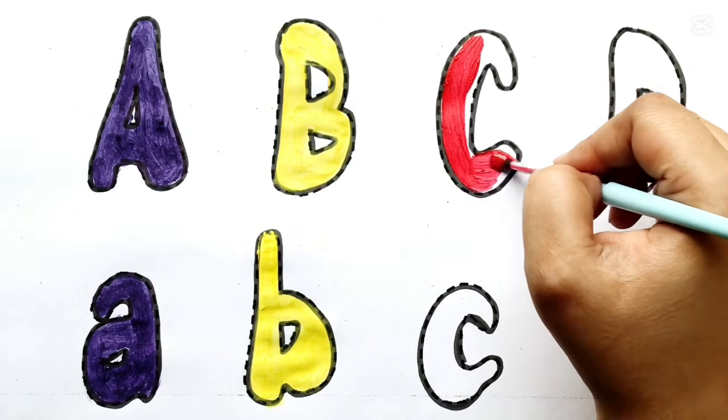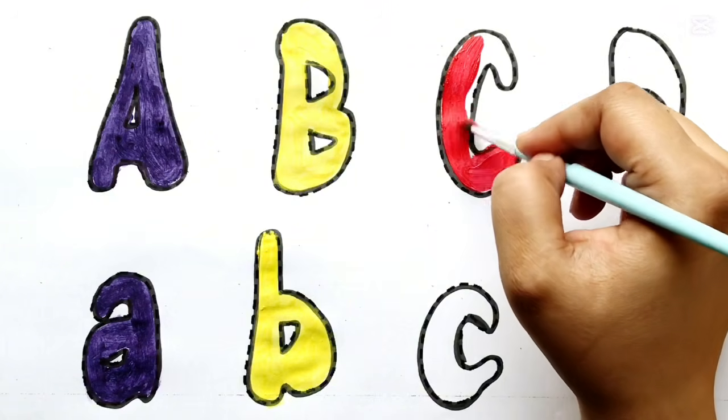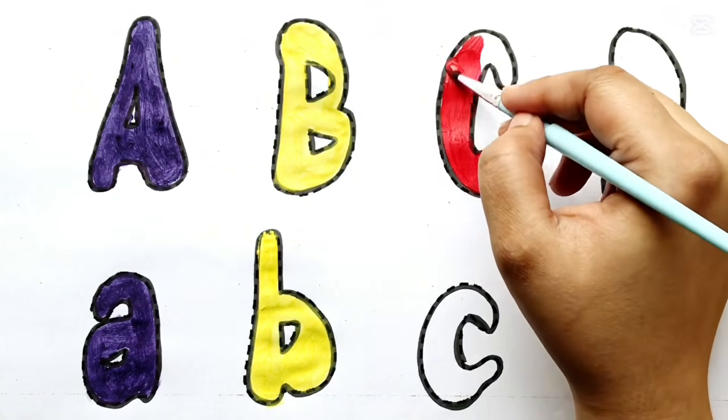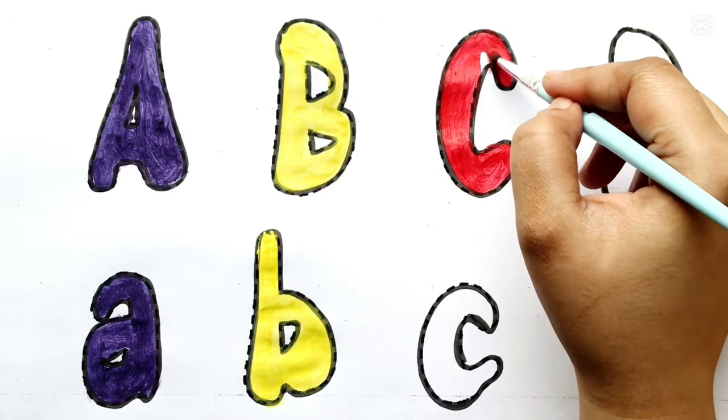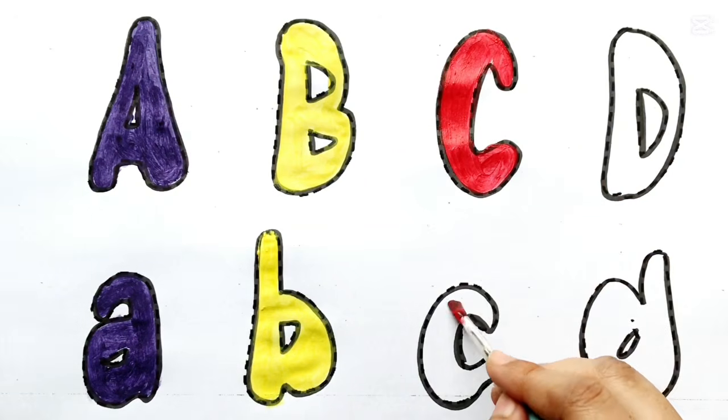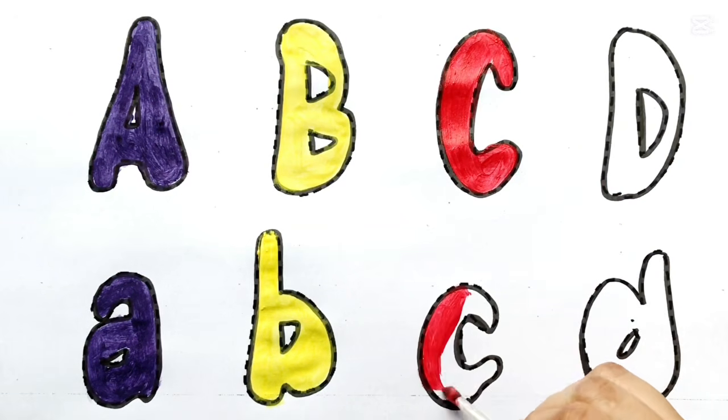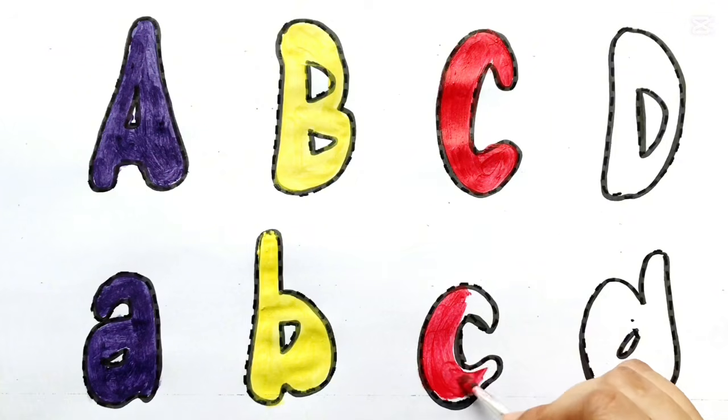Red color. C for cherry. ABC, count the rhythm and 1, 2, 3, we're singing all together. ABC, Small letter C. C for cow. and 1, 2, 3, we're singing all together.